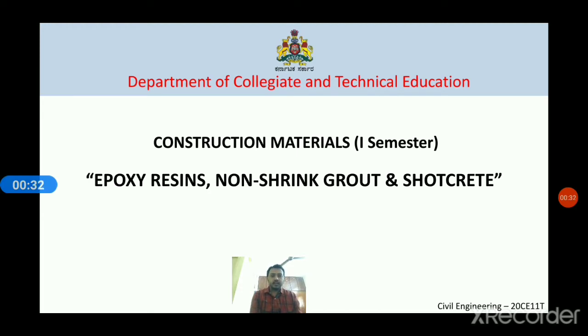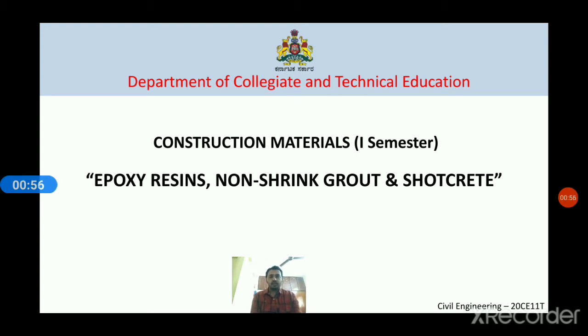After epoxy resin, next one is non-shrink grout. Non-shrink grouts are hydraulic cement grouts. When hardened under test conditions, it will not shrink. This can be used for grouting of anchor bolts, grouting holes in concrete, etc.